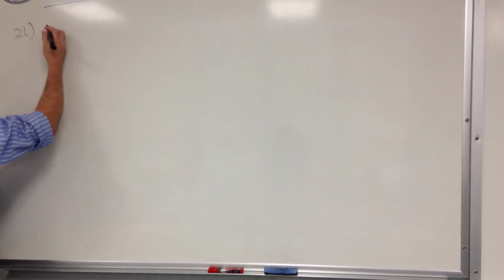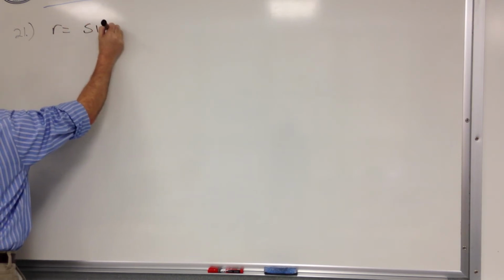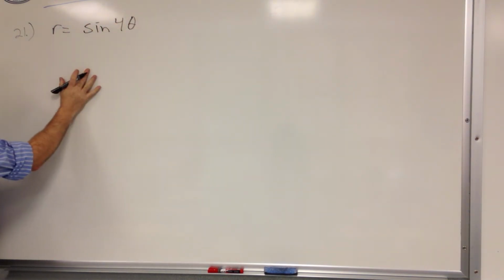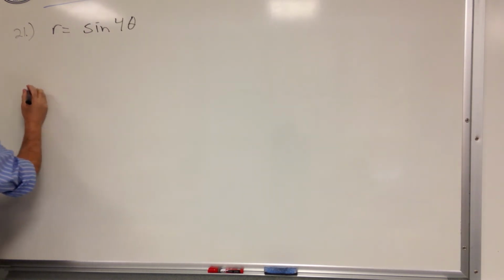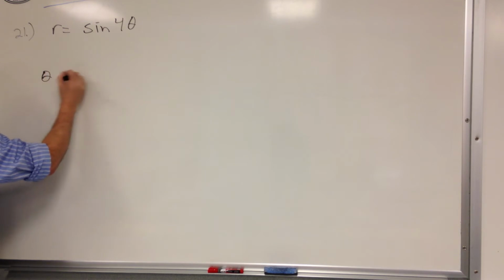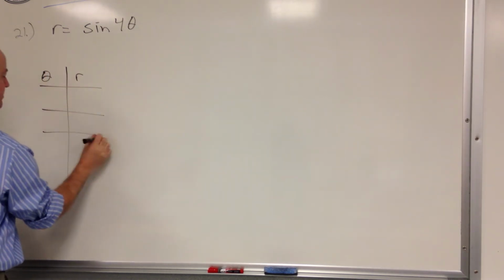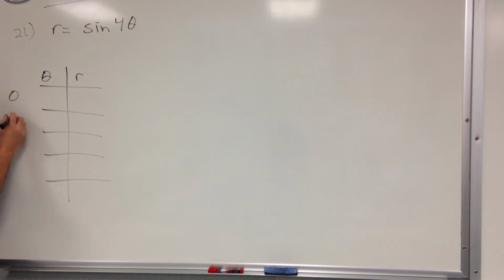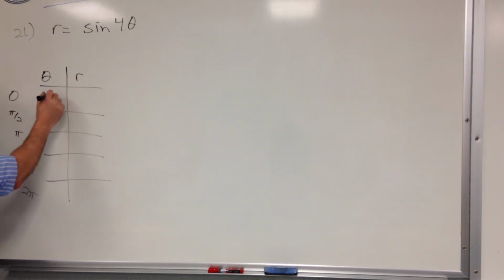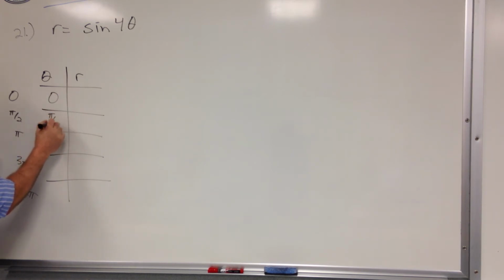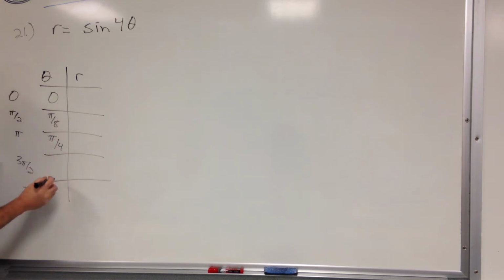So 21 was r equals sine 4 theta, you said? No coefficient? Okay. All right, so now for the table, for your theta and then your r, instead of 0, pi over 2, pi, 3 pi over 2, and 2 pi, I'm going to divide everything by 4. 0 divided by 4, pi over 8, pi over 4, 3 pi over 8, 2 pi over 4, which is pi over 2, correct? Did I divide each of those by 4 correctly?